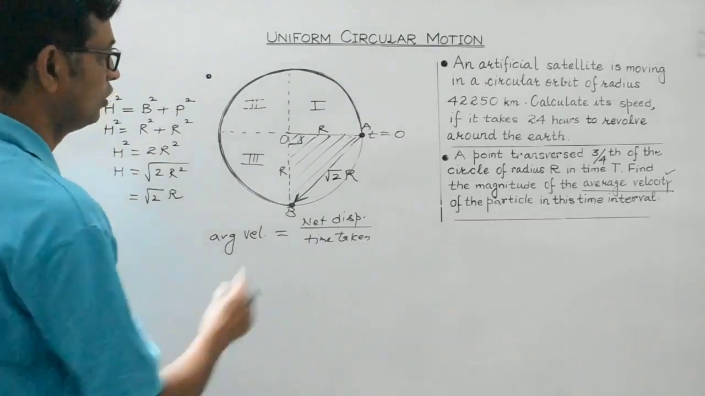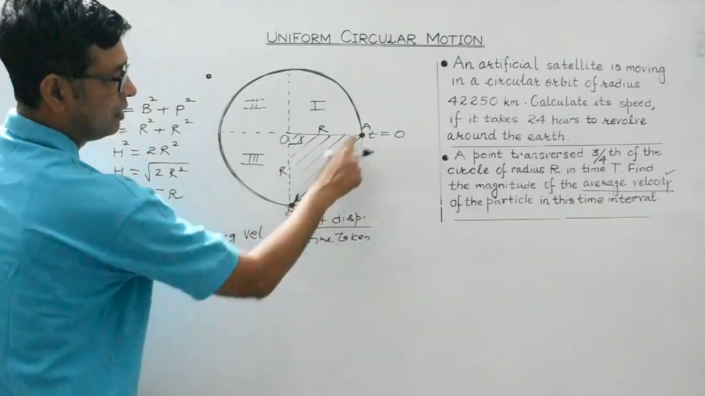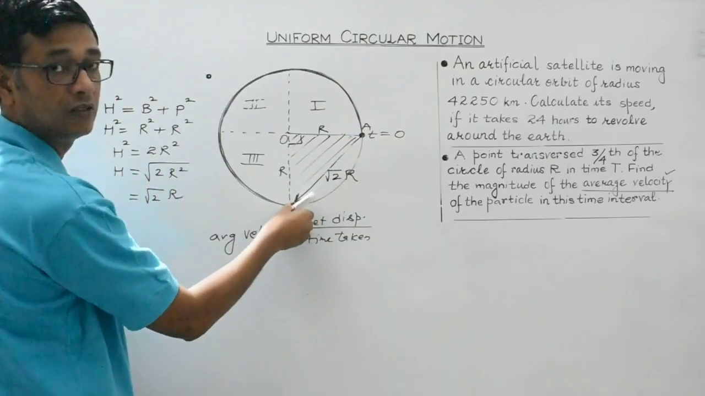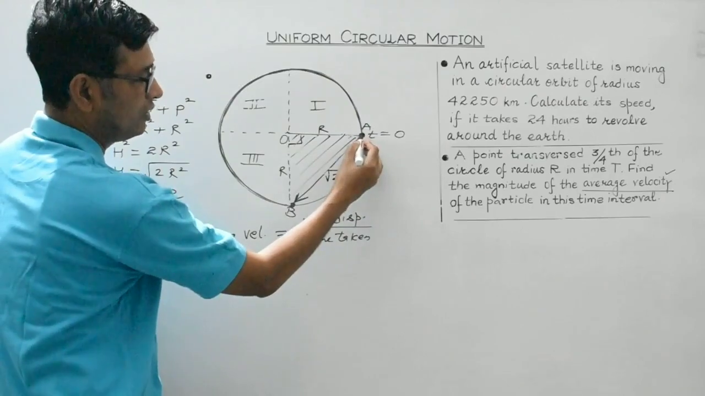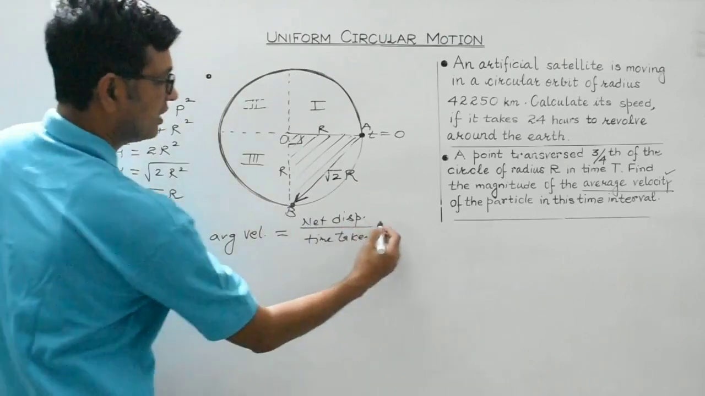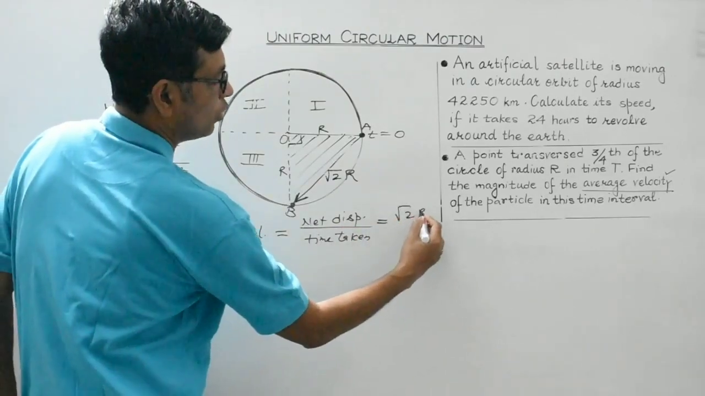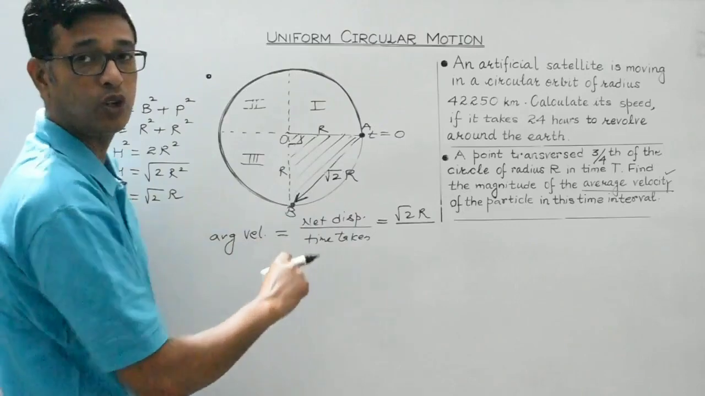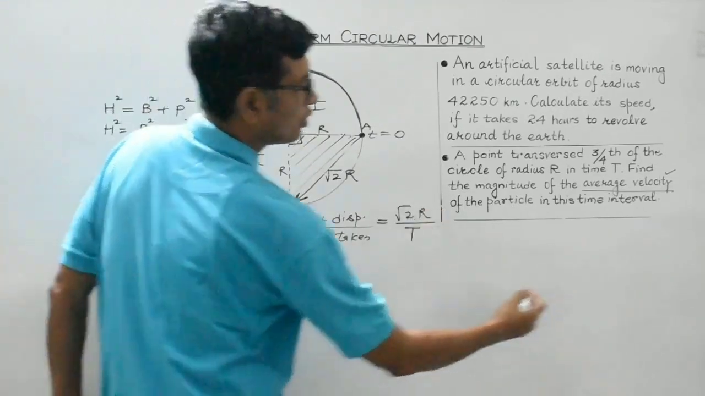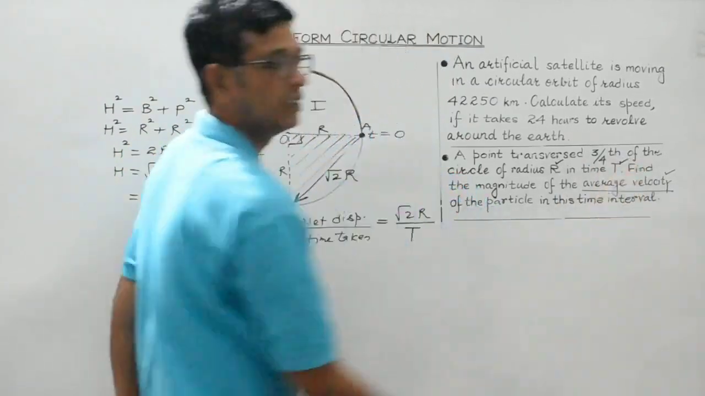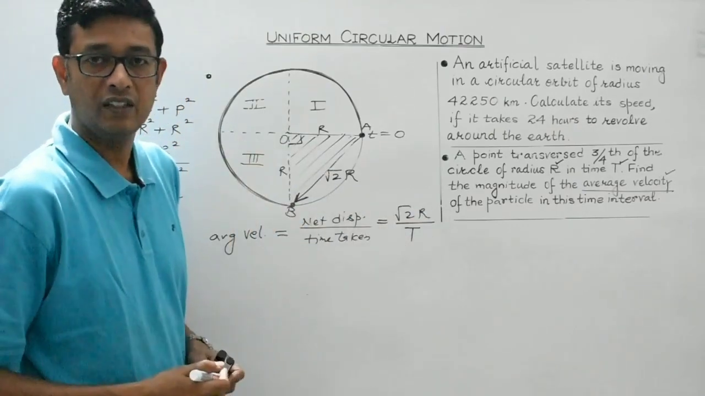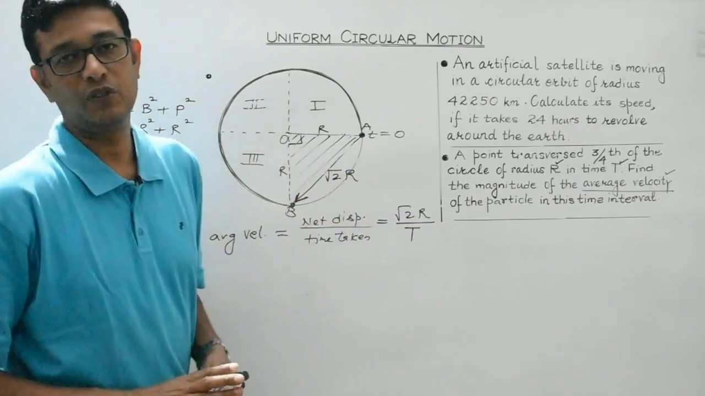Right, students? So the displacement from point A to point B is the shortest possible path, given by an arrow whose tail coincides with the initial position and arrowhead coincides with the final position. So what is the net displacement? It is root 2 r. And what is the time taken by the body to cover this 3/4 part of the circle? That is capital T. R is already given in the question, T is already given in the question. So we need to express the answer in terms of the given values. So this is the average velocity of the body.